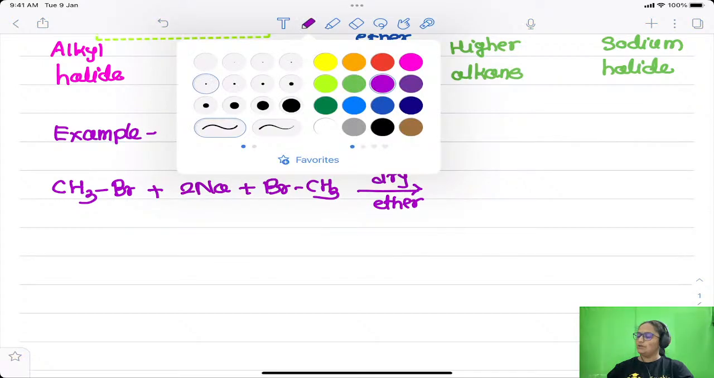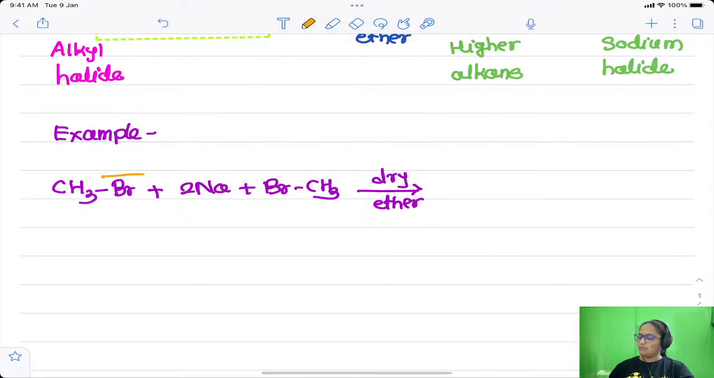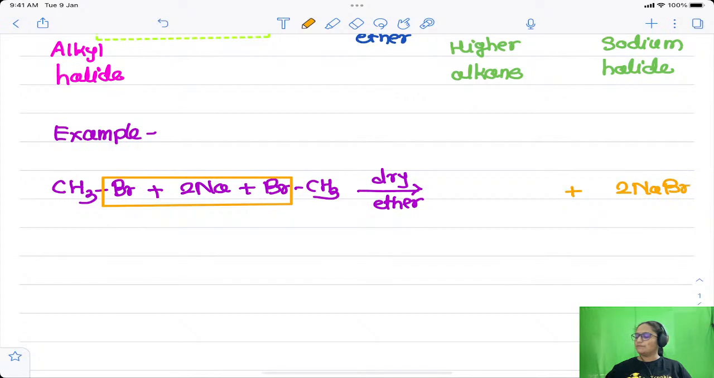How to dry the solvent, that I have also told you. Organic solvents like ether are redistilled, that is, distillation is carried out again and again so that we remove the moisture completely. Similarly, they are passed through dehydrating agents also. So these dry solvents do not contain a single drop of water. NaBr, sodium bromide, is the byproduct.